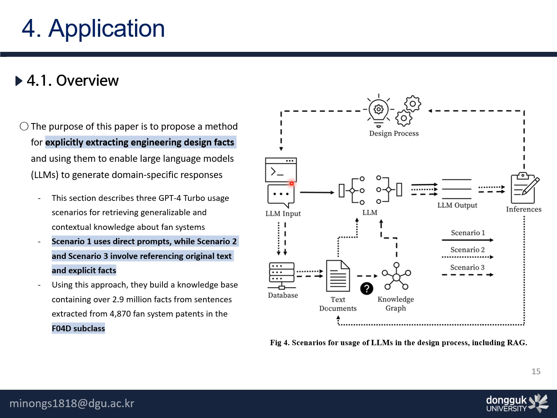For the application, the goal of this paper is to explicitly extract engineering design facts and propose methods for using large language models to generate domain-specific responses. The GPT-4 Turbo usage scenarios for event systems are described. Scenario 1 involves directly using prompts, while Scenarios 2 and 3 refer to using the original text and explicit facts.